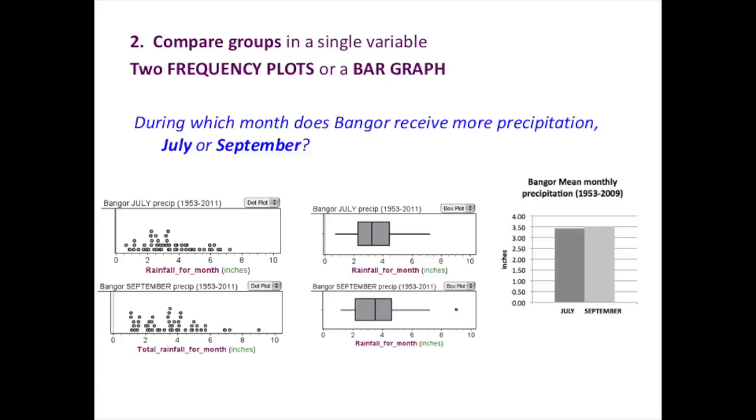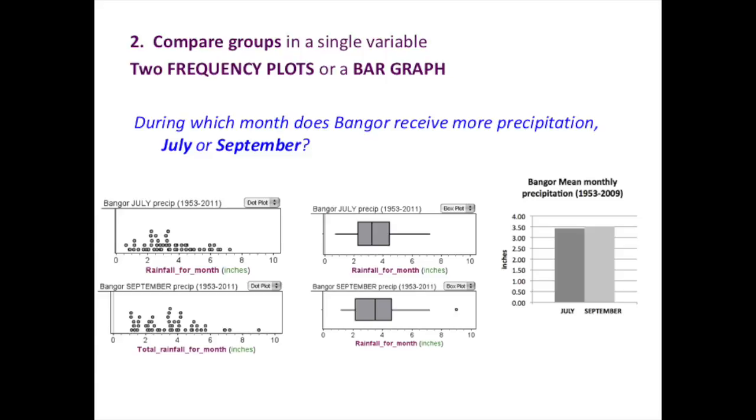If your research question is a comparing groups question, you have multiple graphs to use to display your data. The research question on this slide is, during which month does Bangor receive more precipitation, July or September? So the comparison is the rainfall amount between 2 different months. On the left is a frequency plot for the month of July and the month of September showing the total rainfall, so you can compare the 2 months.